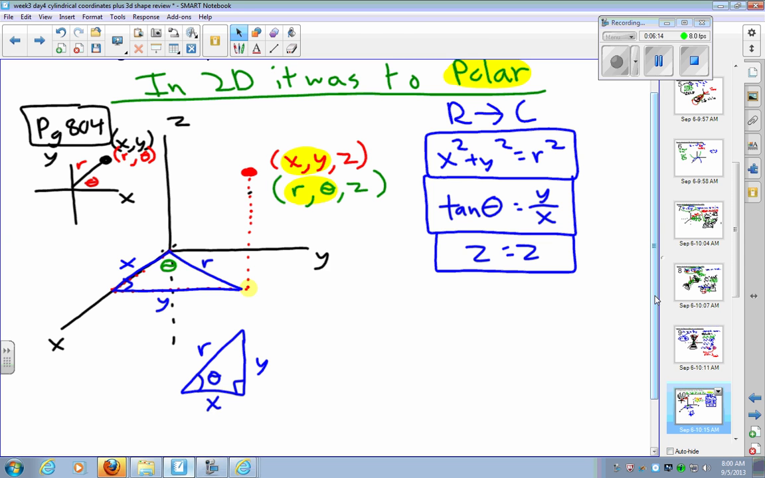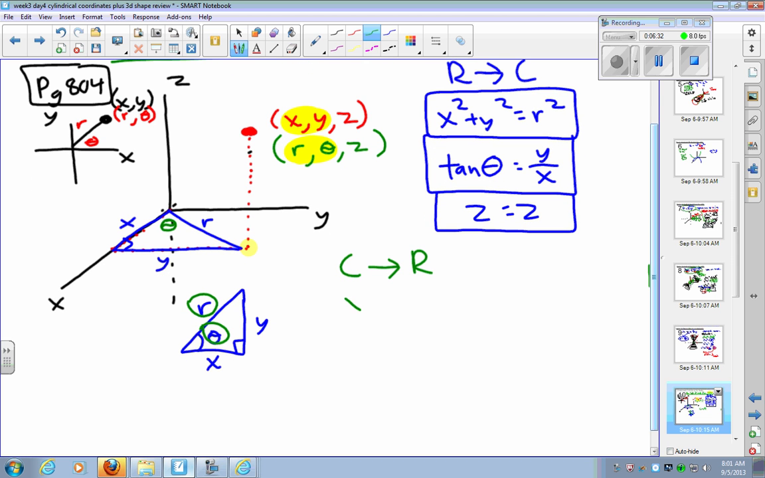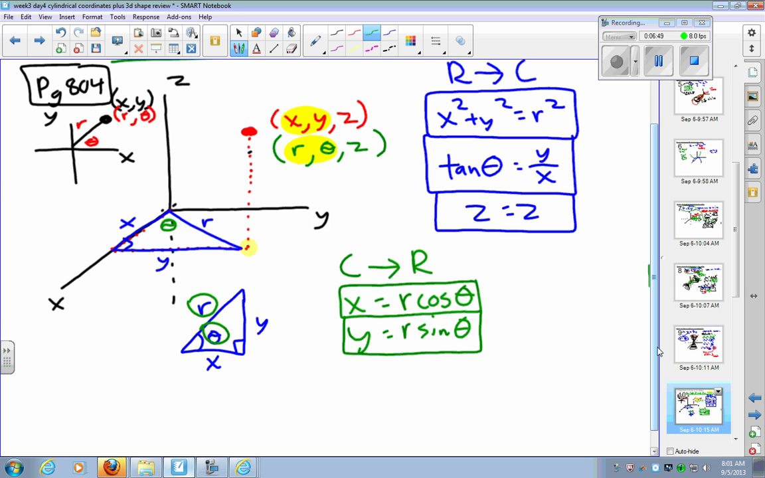But I also might ask you how to go from cylindrical to rectangular. Okay? So cylindrical to rectangular, I want to use the R's and thetas to get the X's and Y's. So one call using R's and thetas is you could say X equals R cosine theta, and Y equals R sine theta. That's just trig calls. And then if I needed the Z, the Z again is still the Z.